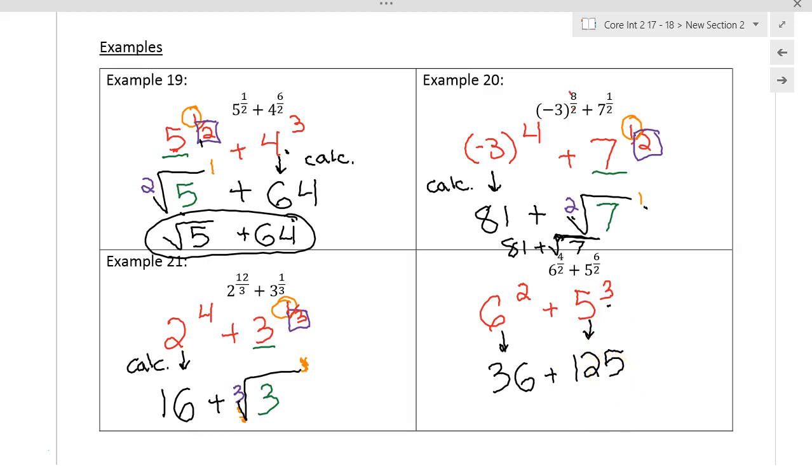Now, these I can combine. The earlier ones I couldn't combine. They weren't like terms. These are both just numbers. 36 plus 125, you get 161. I have to watch out for that, whether I can combine them at the end or not.